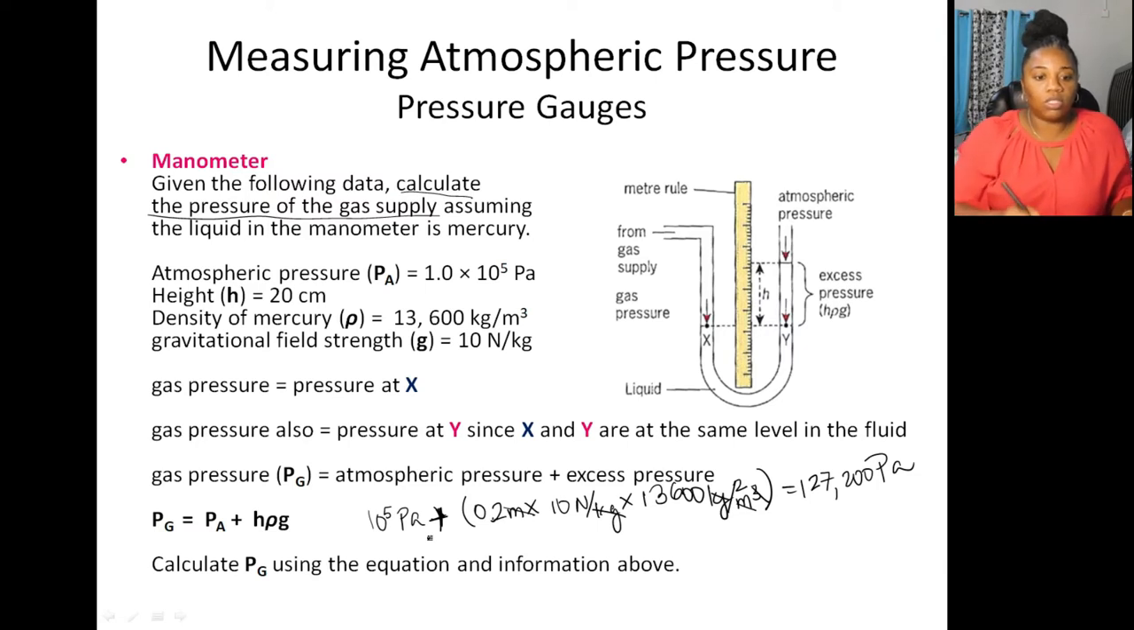So you must include the, if it's open to atmospheric pressure, you have to add the atmospheric pressure that would be acting on the column, and we measure from the point from where the gas will be adding pressure to, and then we measure between here. So this would be what we measure, this distance between here, that will be the pressure, right?